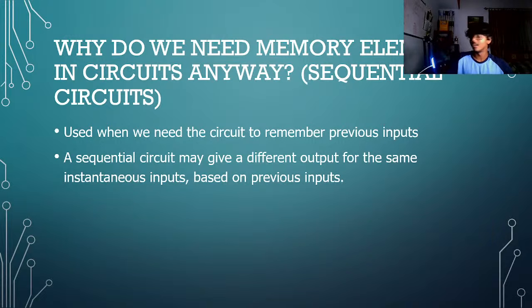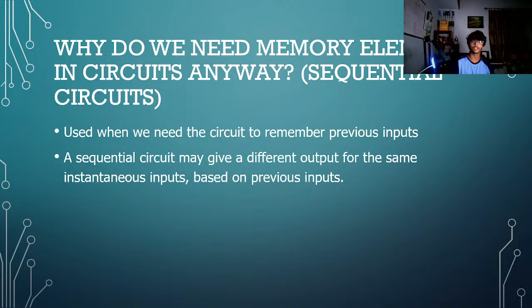Why do we need memory elements in circuits anyway? As I said, I talked about this before. When we need a circuit to remember previous inputs, like the example I gave before, when you have a stream of bits and you need a circuit to detect three consecutive ones, and only when that case occurs it gives a one output, else it gives a zero output. In cases like that, which you tend to use more times than not, actually, you need a memory element in the circuit.